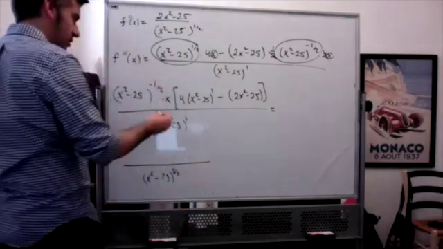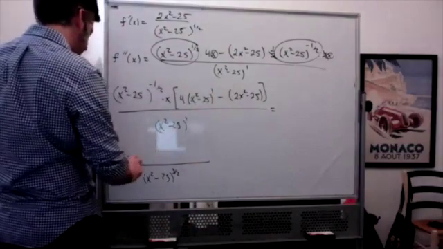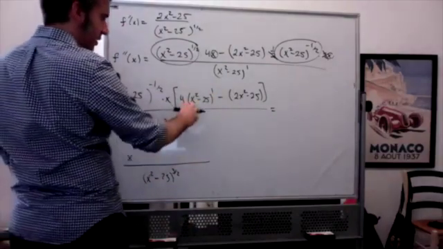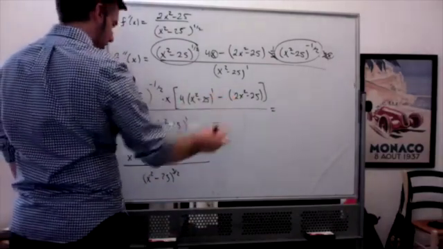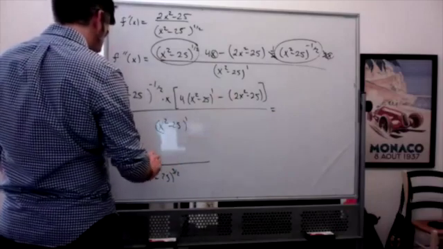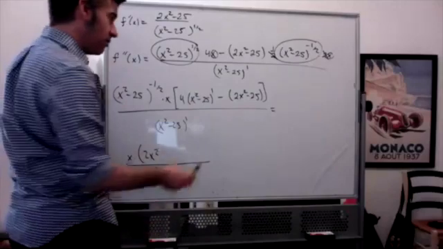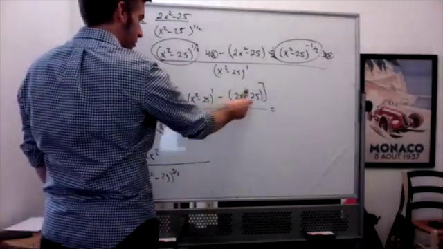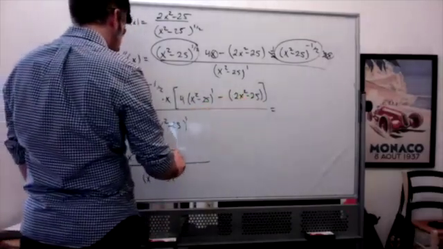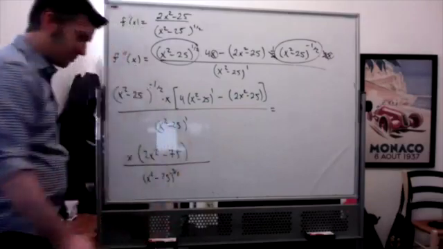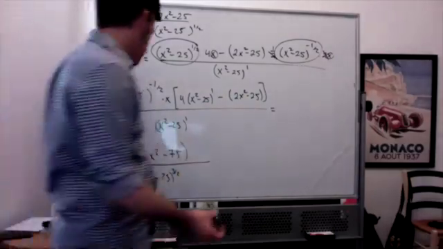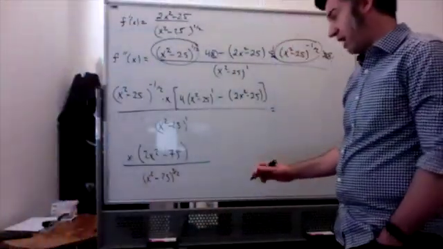And then here we have an x times, let's see what I've got. I've got 4x squared minus 2x squared. So that's going to be a 2x squared. And I've got 4 times negative 25, so negative 100 plus 25. So that's going to be negative 75. Gross. So here's what we get.